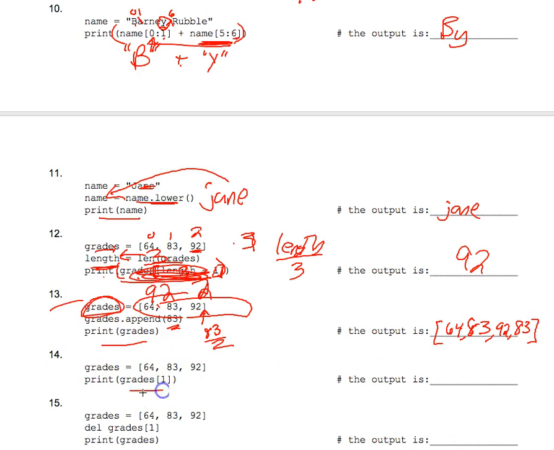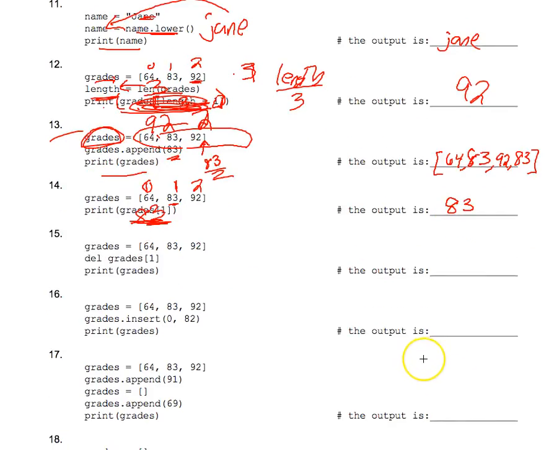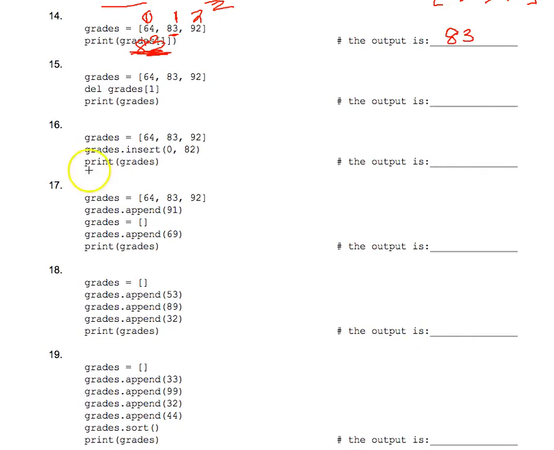Number 14, grades position 1. This is 0. The 83 is in position 1. So the 83 is what we are printing out there. And number 15, positions 0, 1, and 2.